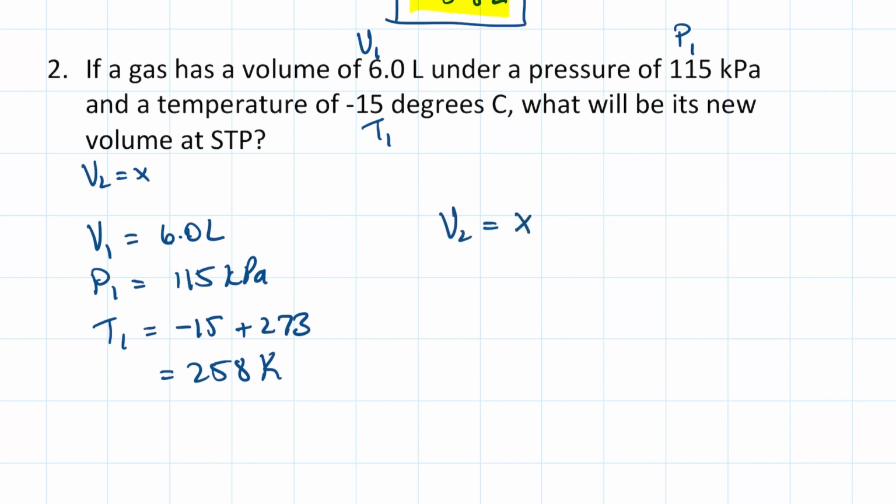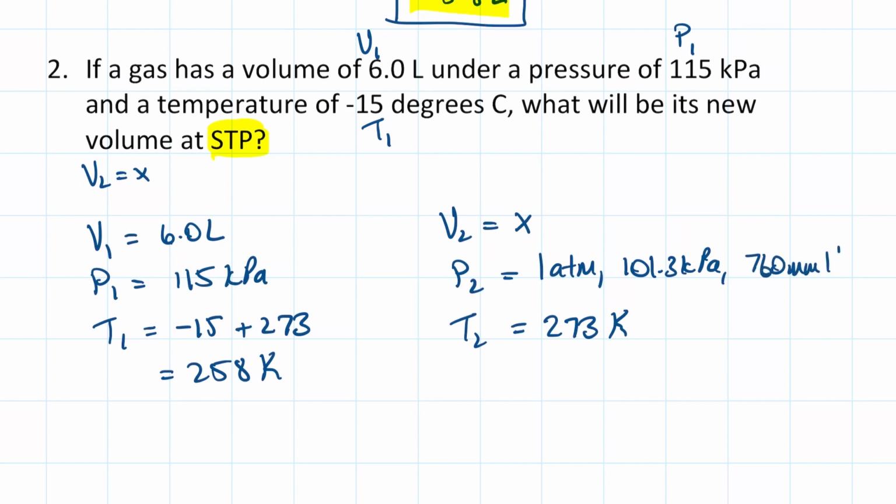Then my V2 is X. My P2 is I have no idea because they didn't tell me. And my T2 is I have no idea because they didn't tell me, or did they? STP stands for standard temperature and pressure. So standard temperature is always going to be 273 Kelvin. And standard pressure is always going to be 1 atmosphere or 101.3 kilopascals or 760 millimeters of mercury.